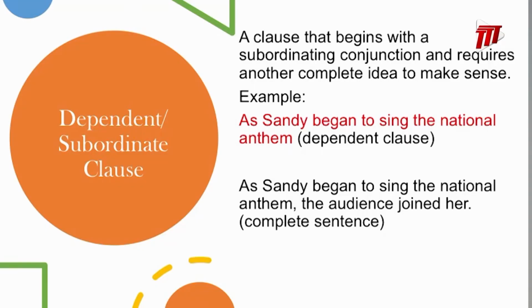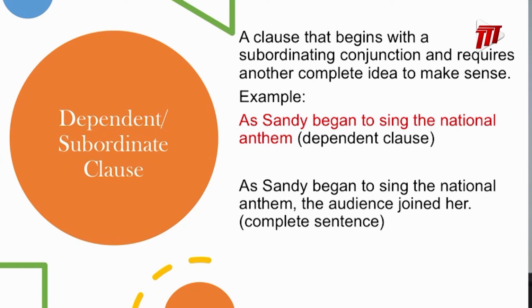So, we've talked about what a subordinate conjunction is and how a subordinate conjunction operates in a subordinate clause. And what is a subordinating clause? Think about it as a dependent clause, a clause that needs something else to make sense in a sentence. So let's look at this clause here. As Sandy began to sing the national anthem, that is definitely a dependent clause. What's happening after she sings? We don't know. So this particular clause needs something else to make it make sense.